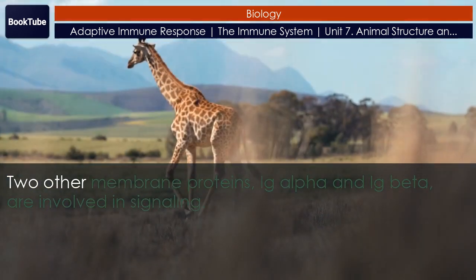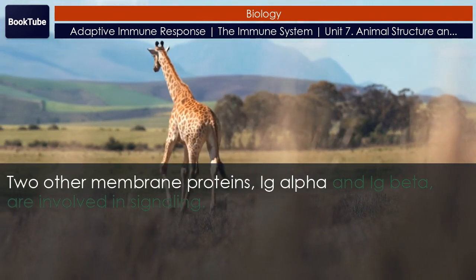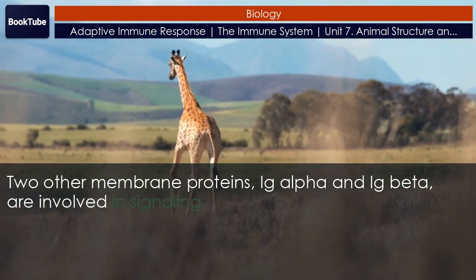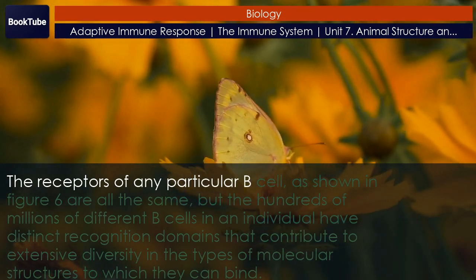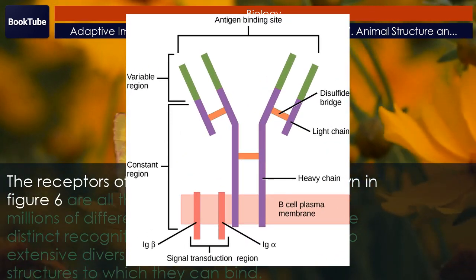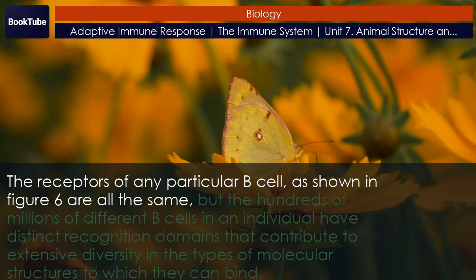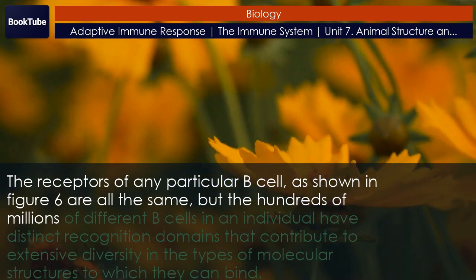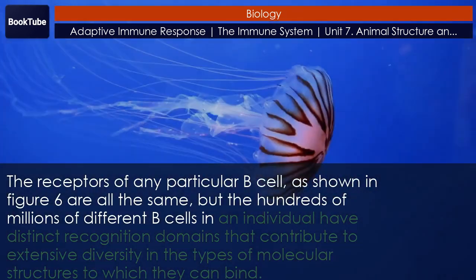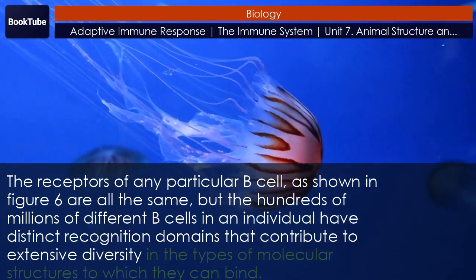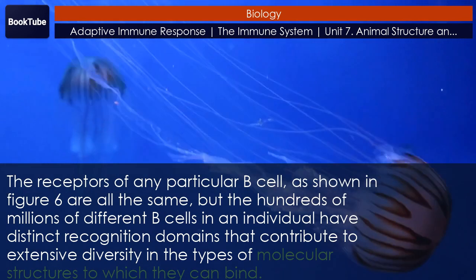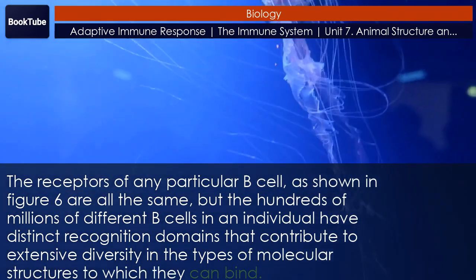Two other membrane proteins, Ig-alpha and Ig-beta, are involved in signaling. The receptors of any particular B cell, as shown in Figure 6, are all the same, but the hundreds of millions of different B cells in an individual have distinct recognition domains that contribute to extensive diversity in the types of molecular structures to which they can bind.